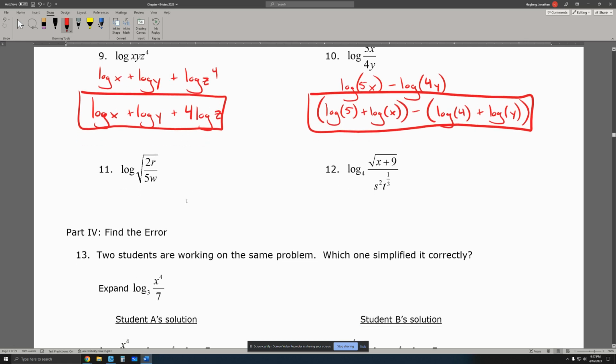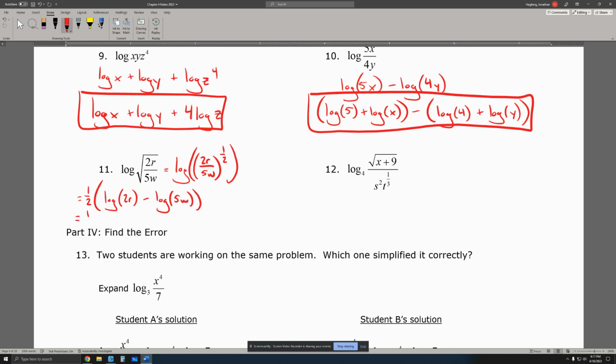All right. Number 11, I notice that this whole thing is square rooted, so we could say that's the same as raising to the 1/2 power. So this is log of 2r over 5w, and that's to the 1/2 power. Okay, so this is equal to 1/2 times the quantity. Let's do that quotient, we'll split that up. So log of 2r minus log of 5w, and just like before, we have to use those parentheses.